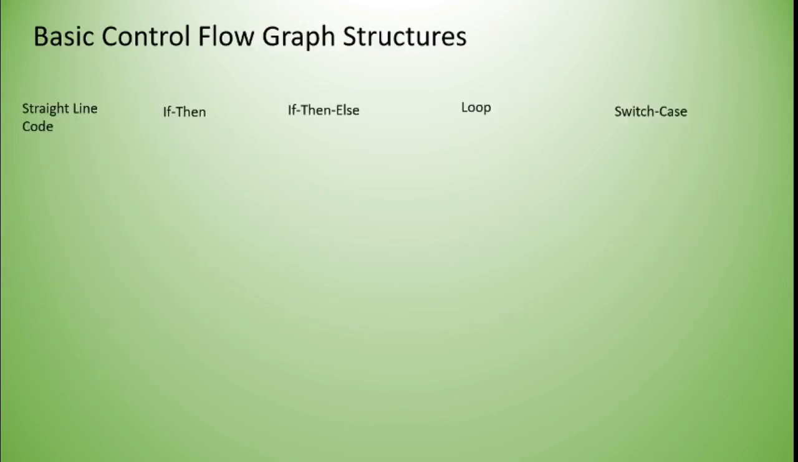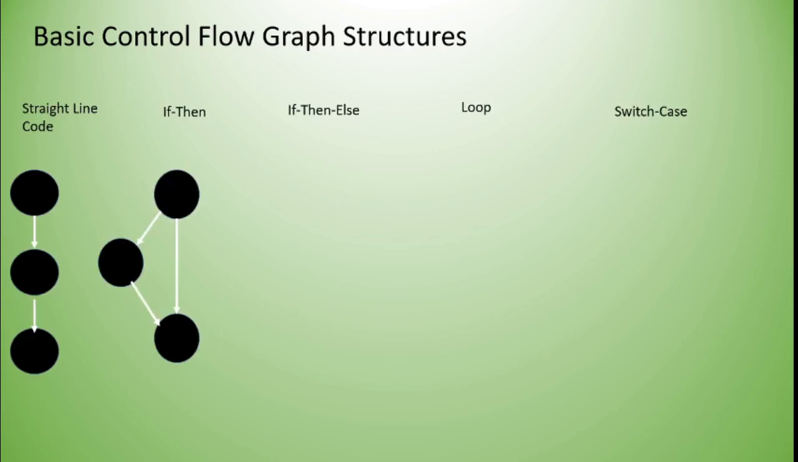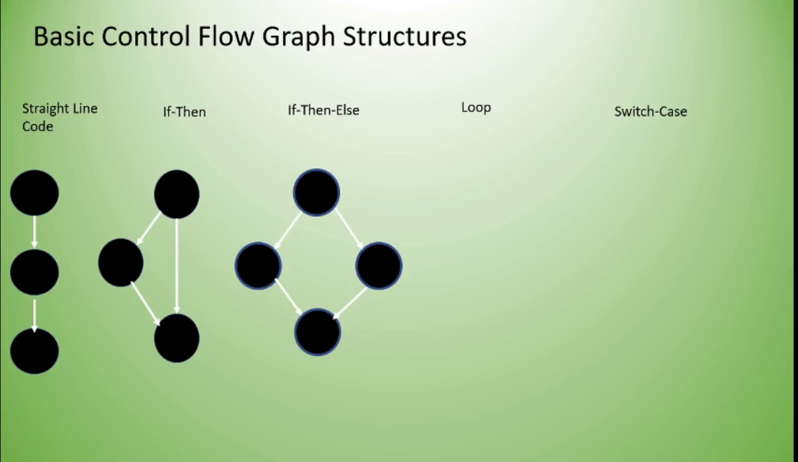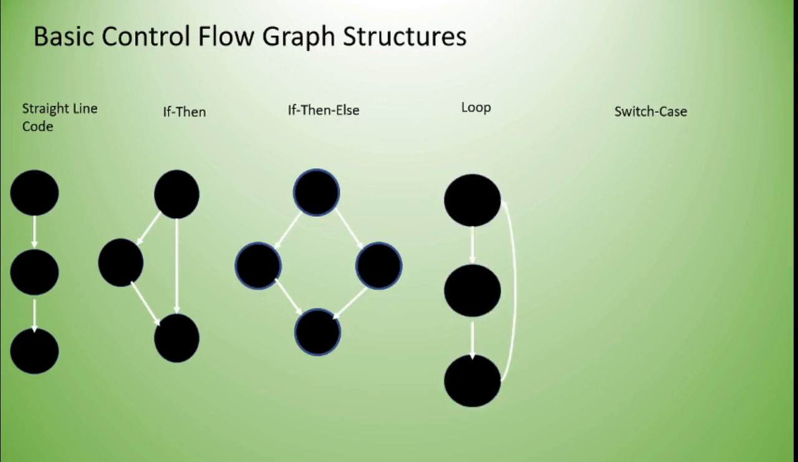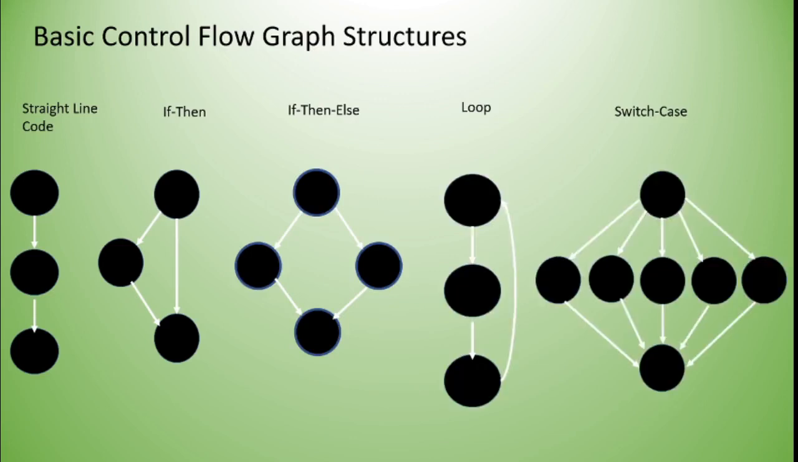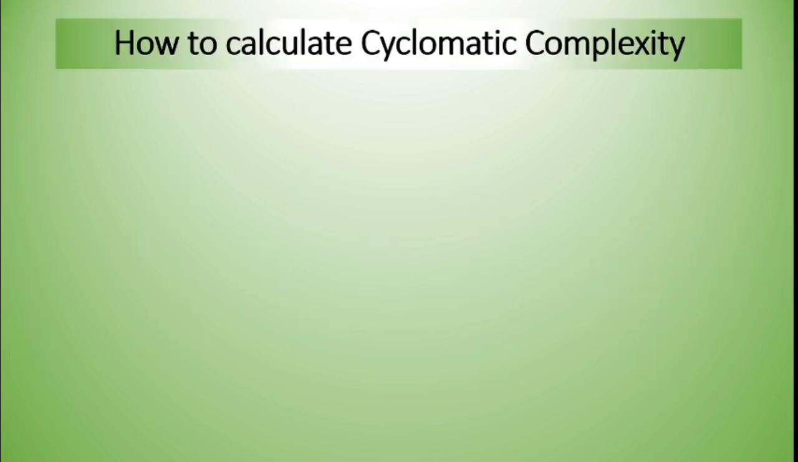Here are some examples of basic control flow graph structures. For straight line code, this is the control flow graph structure. For if-then-else, for looping constructs, and for switch case. So these are all basic control flow graph structures. Using these control flow structures, how do we calculate cyclomatic complexity?